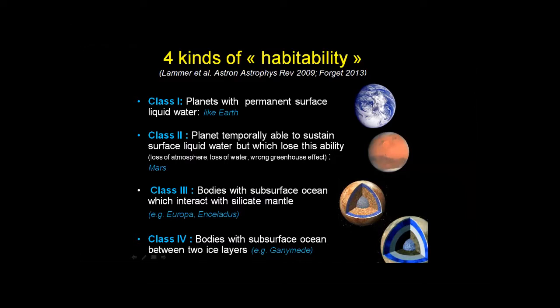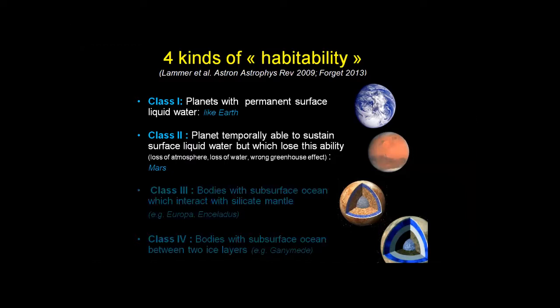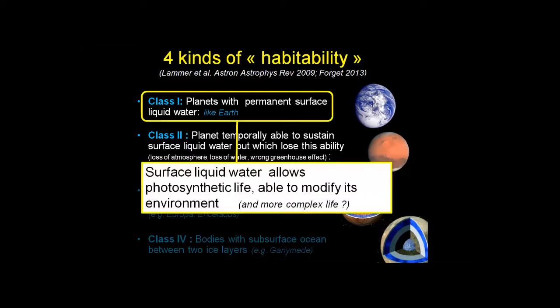when we deal with astrobiology and future observations, like in the talk before, what really matters very often is class 1, on which, I repeat, surface liquid water allows photosynthetic life, which may be able to modify its environment, and probably allows more complex life, you know, the kind of life that will build radio telescopes with which we could connect.